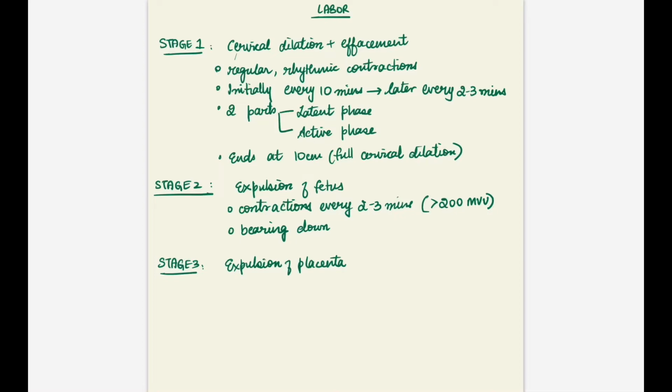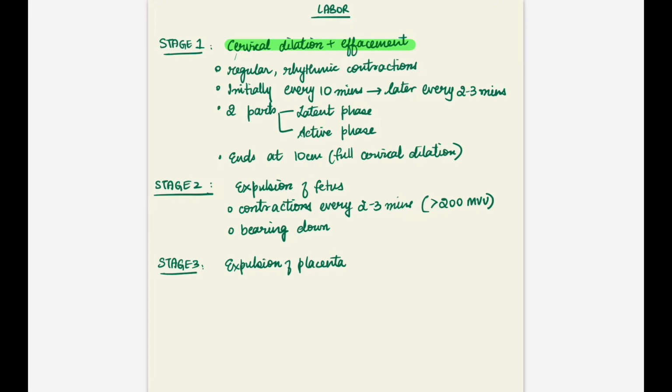Hello everyone. So I'll be talking about labor. Labor is divided into four stages, and I'll first give a brief about the stages and then talk about the detail. So stage 1 consists of two very important things, that is cervical dilation and cervical effacement. This denotes the onset of labor.